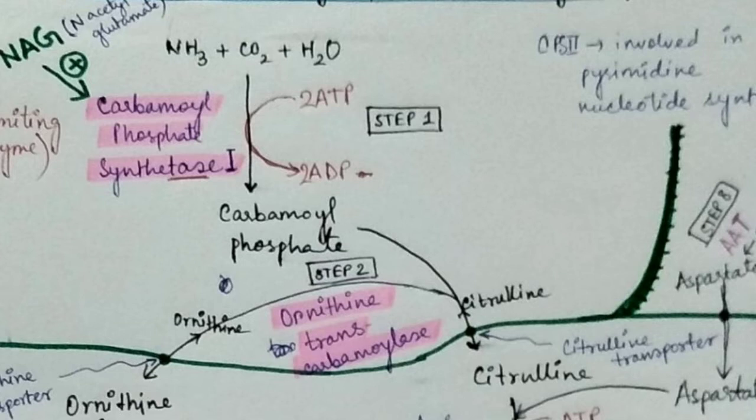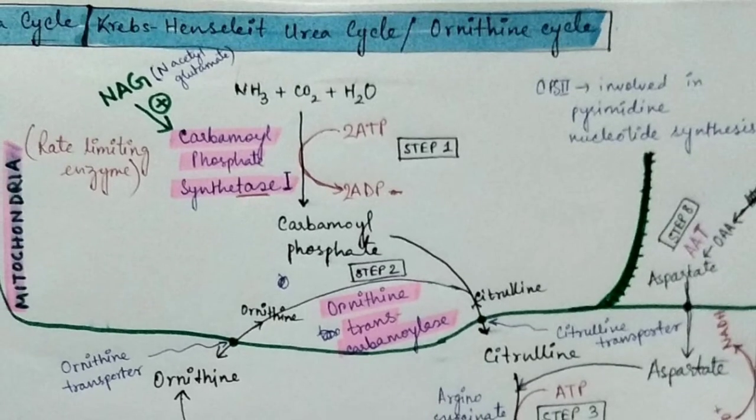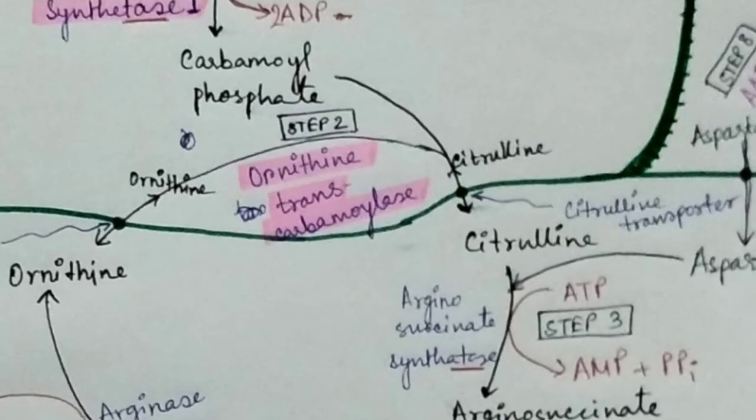Because in this reaction ATP is used, we are using the term synthetase. Otherwise it would be synthase. But here ATP is used, so it is going to be synthetase. And this is the rate limiting enzyme of the entire urea cycle. Now carbamoyl phosphate is combined with ornithine, giving us citrulline, using the enzyme ornithine transcarbamylase.